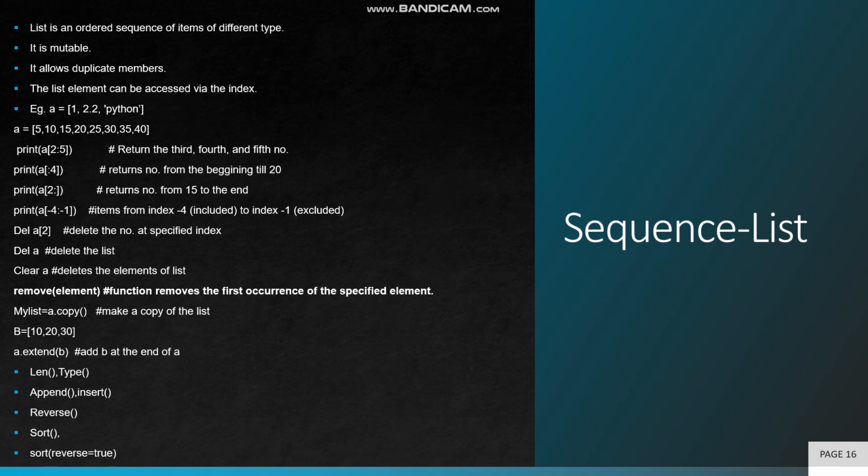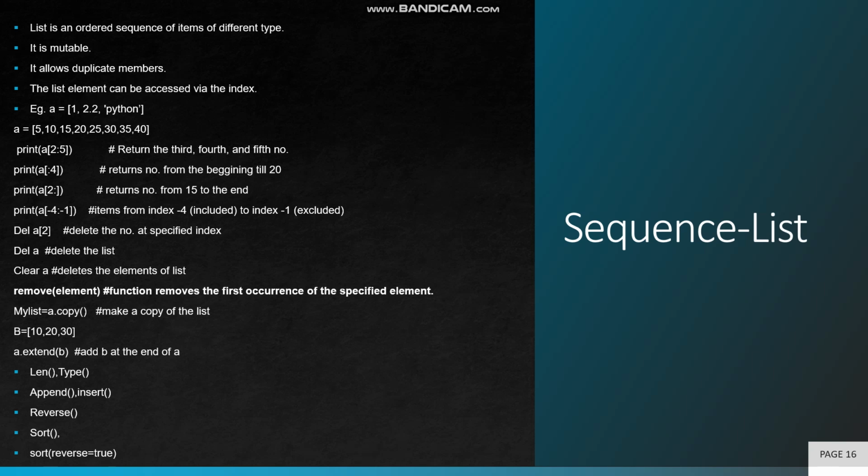List is an ordered sequence, it allows duplicate values. That means we can have the same value more than one time in a list, because list identifies each of its values using the index number but not the value itself, and list can be accessed via index number. So this is the main feature of a list.